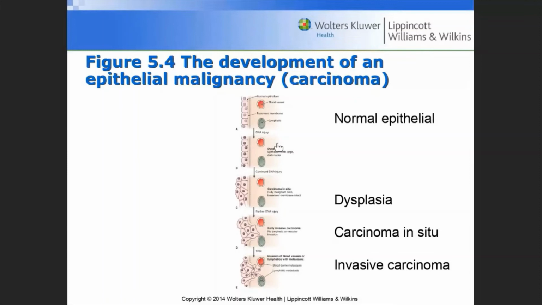All right. Normal epithelial, so basically similar carcinogenesis, dysplasia, carcinoma in situ, and you can see how the basement membrane is intact. Then it has been destroyed, right? Invading, and invading can either go into the blood or into the lymphatic.